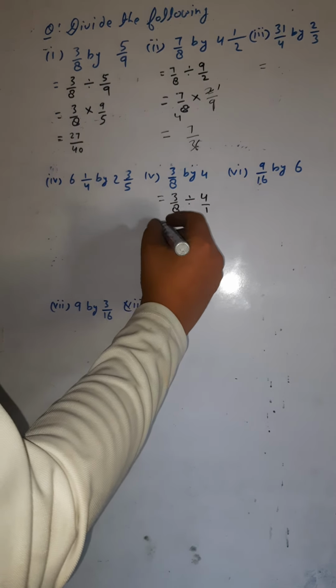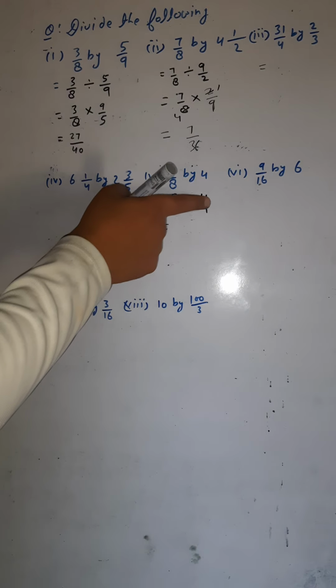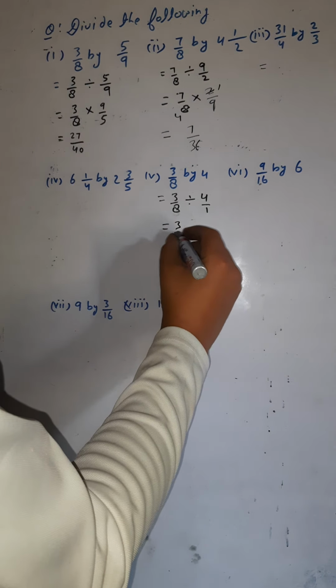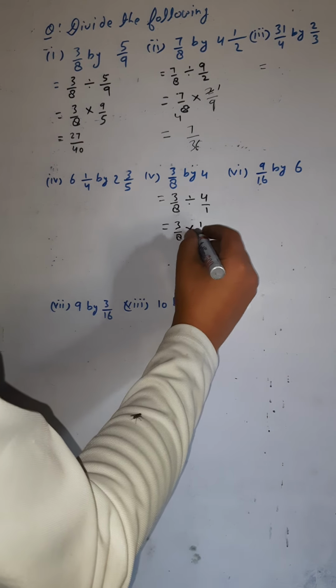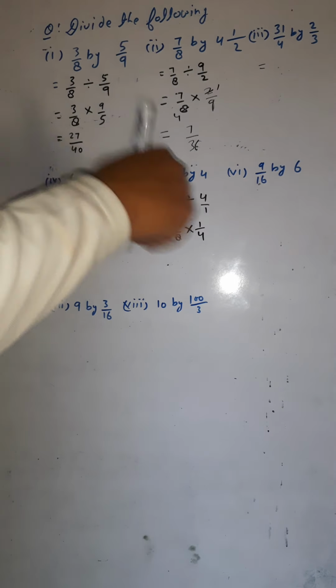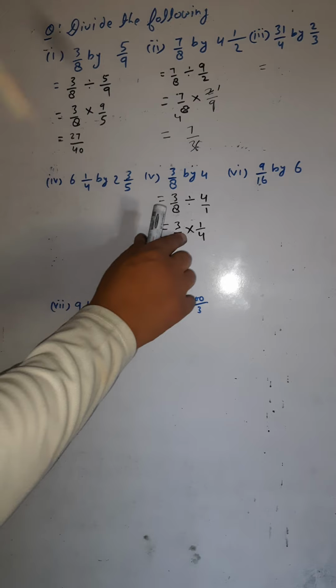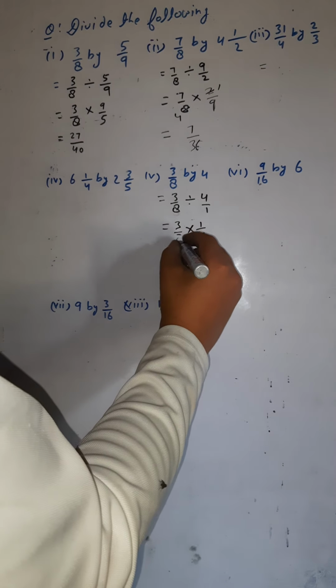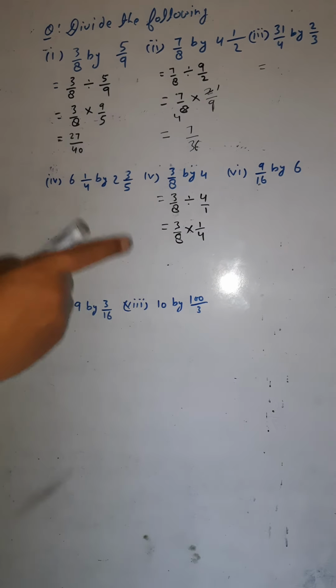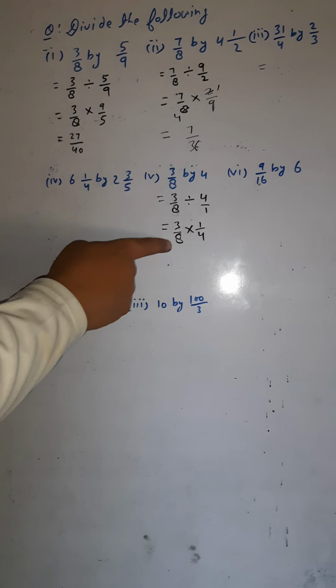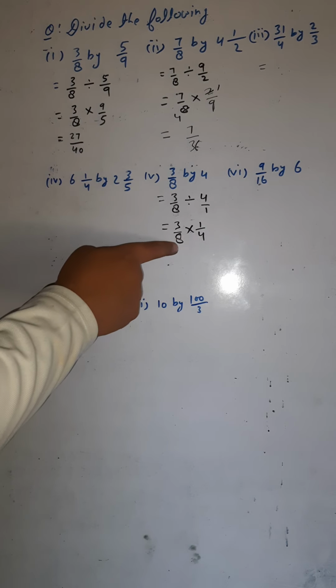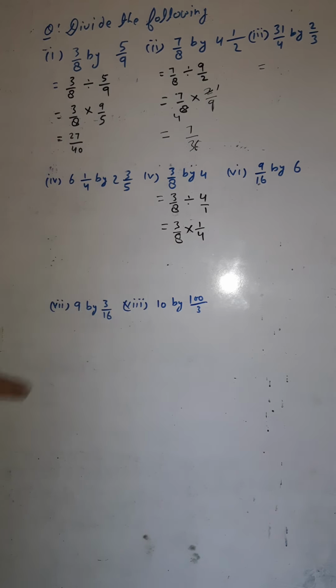Okay. Now it's simple. I would change the division into multiplication. Then I would reverse this. So it would become 3 by 8 multiplied by 1 by 4. This one would go up, 4 would come down. Now if you can cut, you can cut, but here you cannot. Do not think that this 4 and 8 we can cut. No. This 8 and 4 are going to be multiplied. 3 and 1 are going to be multiplied.